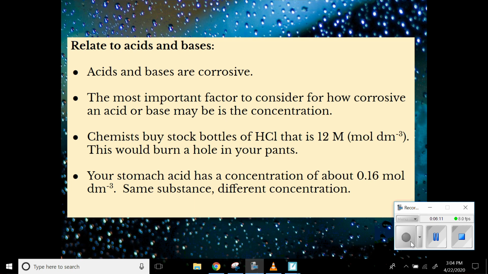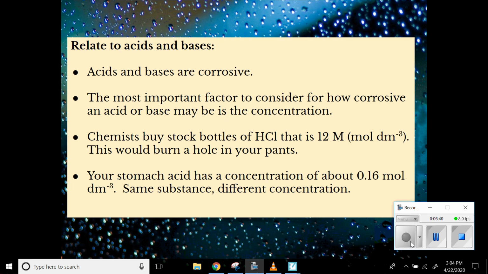The most important factor to consider for how corrosive an acid or base may be is the concentration of that acid or base. So when we buy hydrochloric acid, which we've used a couple of times in chemistry lab, for the teachers to use, we buy it with a concentration of 12 molar or 12 moles per cubic decimeter. And that is a concentration that is incredibly dangerous. If you spilled that on your pants, you would end up having a hole in them.